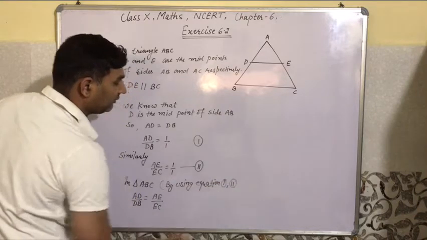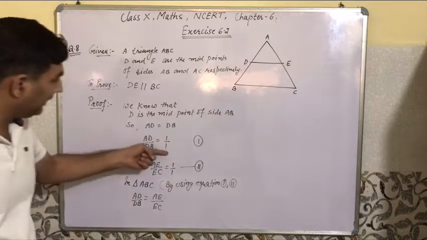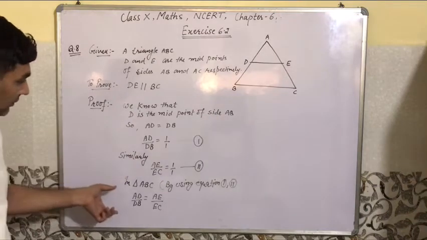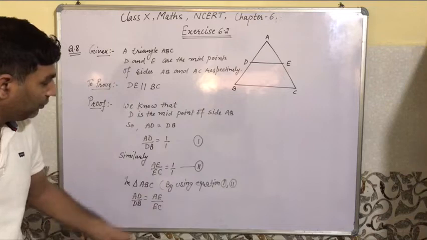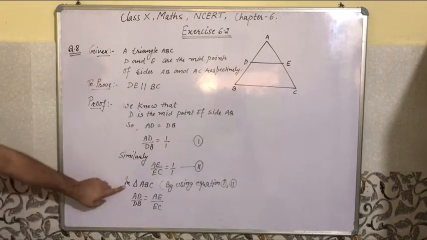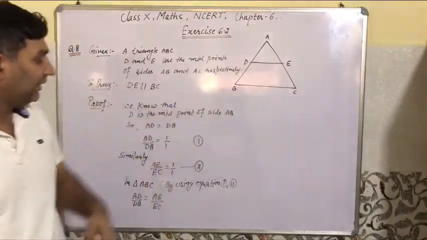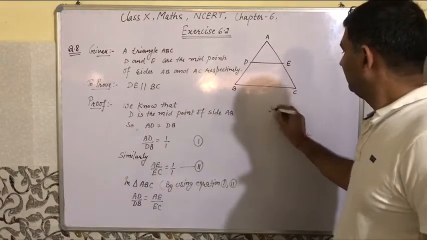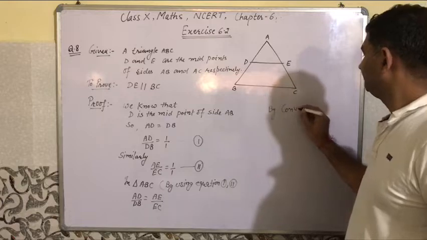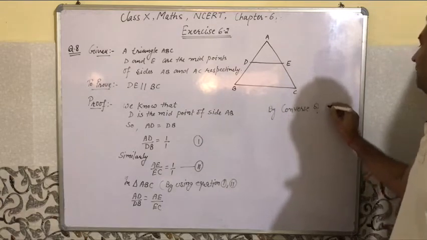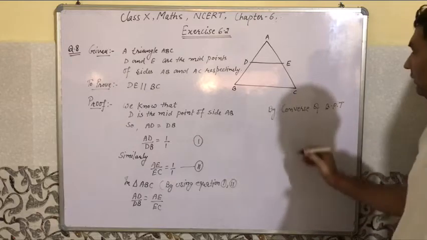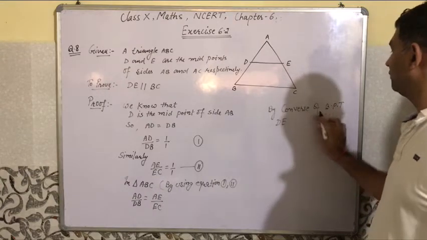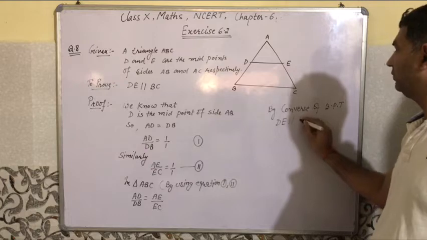From the first equation and the second equation, what did we take? Both right hand sides are equal, then the left hand sides are also equal, so comparing both equations, AD upon DB is equal to AE upon EC. In this triangle, the ratios of both sides are equal, then by the converse of the basic proportionality theorem, DE is parallel to BC.